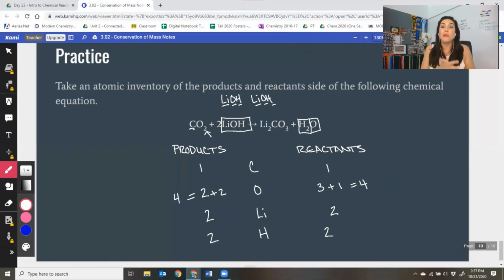And so when we meet again, we are going to start practicing what happens when you have a chemical reaction that is not balanced, and how can you make it follow the law of conservation of mass by changing the coefficients out in front.